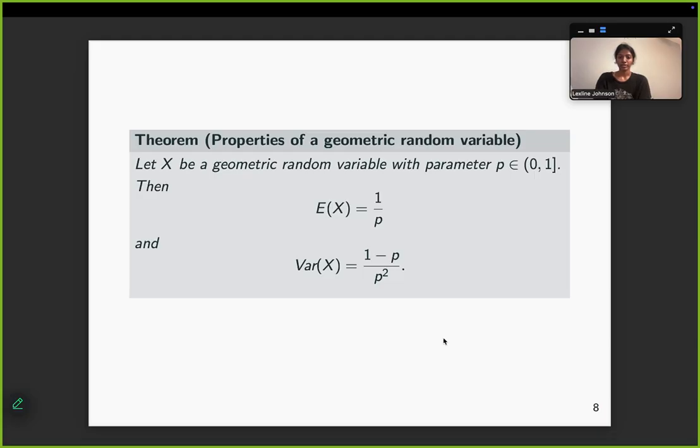So for the properties of our geometric random variables, where p is our probability of success, which is between 0 and 1, our expected value is given by 1 divided by p, and our variance is 1 minus p divided by p squared.